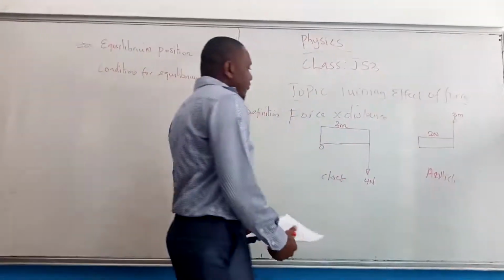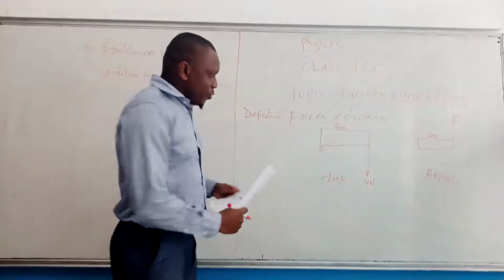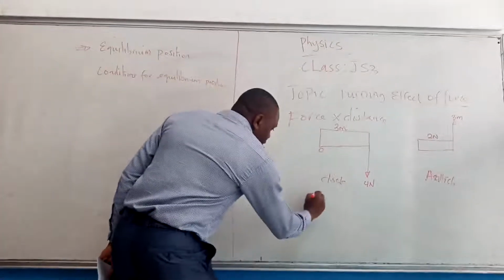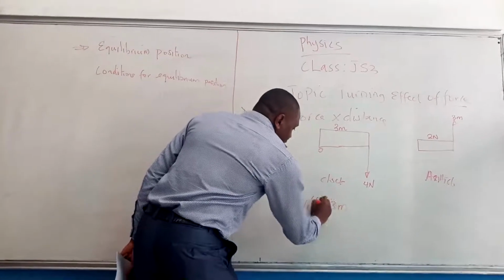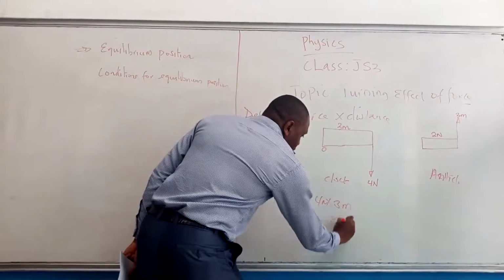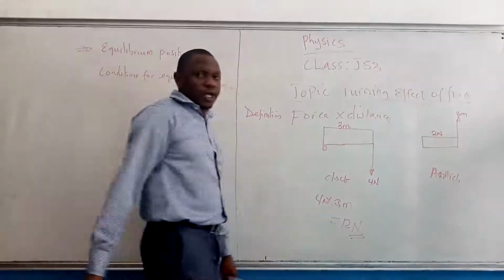For us to calculate the clockwise moment of A, we need to have our force here as 4 Newton times our distance 3 meters. Our answer will be equal to 12 Newton. This is for clockwise moment.